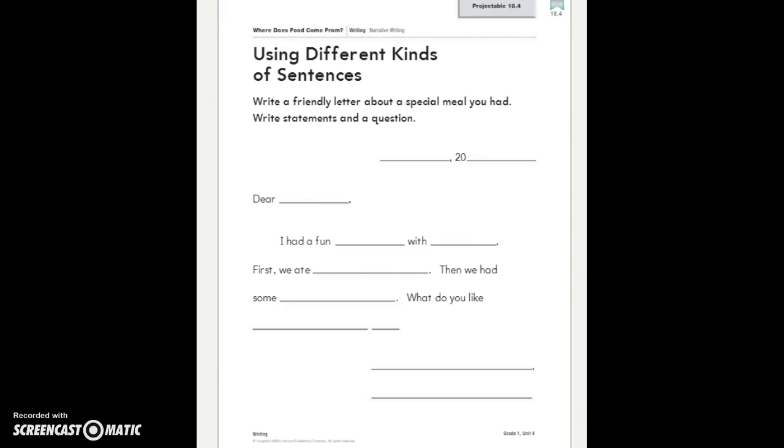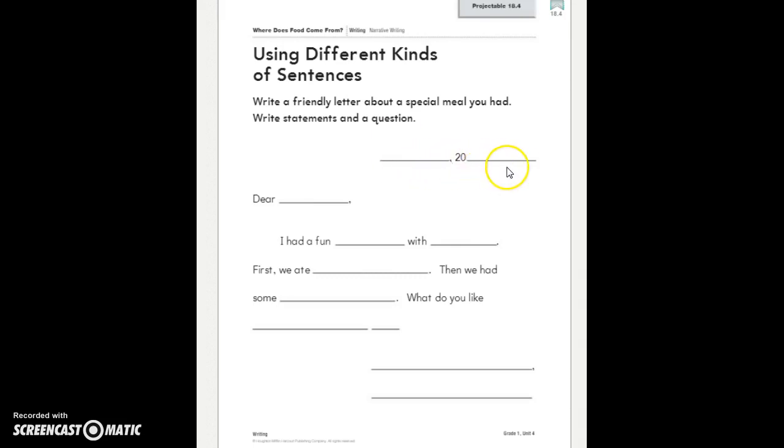Let's look at this model using different kinds of sentences. Write a friendly letter about a special meal you had. You've already brainstormed about that special meal. We're going to write statements and a question. Remember, a statement just tells something and ends with a period.